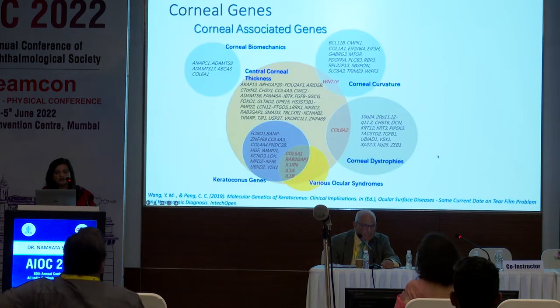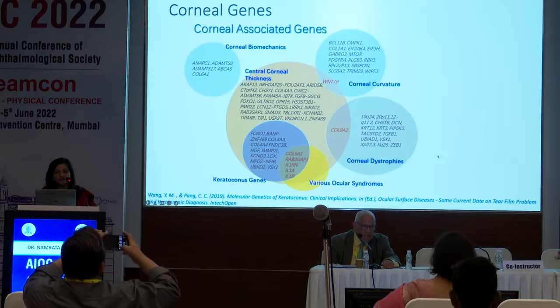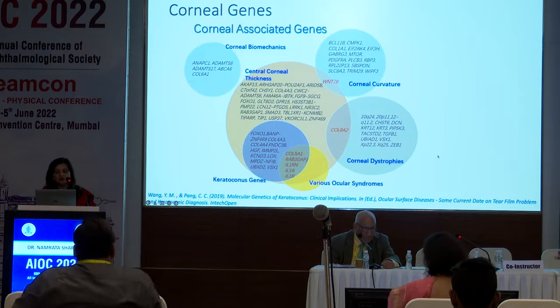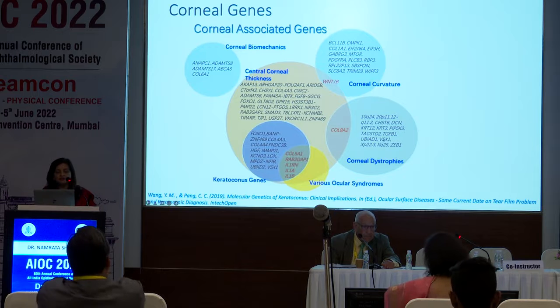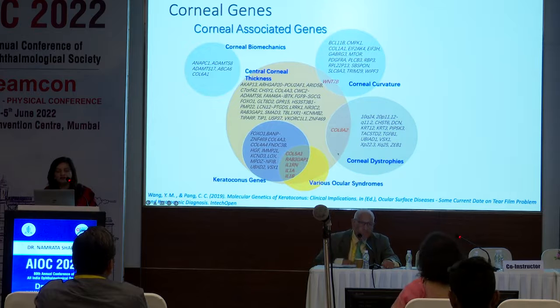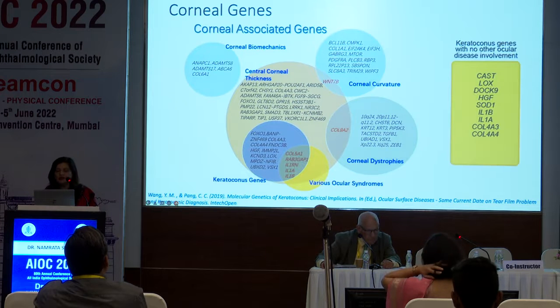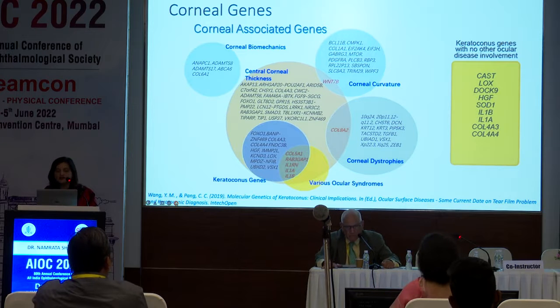If you look at the genes, there are various cornea-associated genes, like those for corneal biomechanics, central corneal thickness, keratoconus genes, corneal dystrophy genes, corneal curvature genes, and various ocular syndromes also. Some become important, like the COL-BA2 gene, because these are overlapping genes. Various ocular syndromes have genes overlapping with keratoconus, and that is why some of the syndromic conditions would have keratoconus. Keratoconus-specific genes with no other ocular disease are as shown, and I think LOX is the most important, though others have also been isolated.